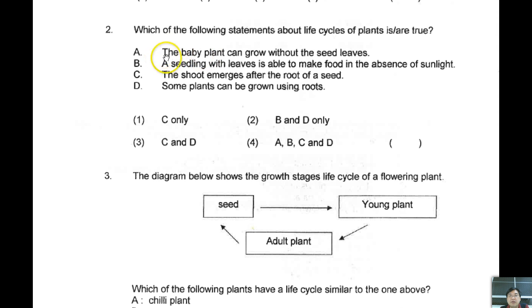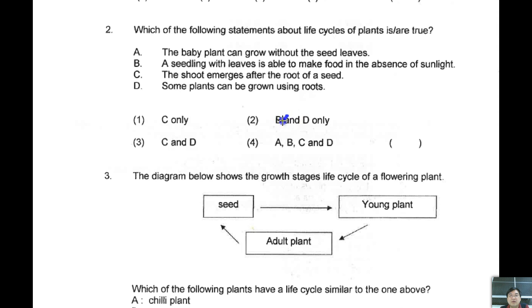Now I would ignore A first, right? As I see only this part here, A. Now to know whether A is true or not true, I look at the others. Won't be so worried now. A seedling with leaves is able to make food in the absence of sunlight. In the absence of sunlight, can it make food? Leaves must make food in the presence of sunlight. Okay, so B is not entirely correct. Definitely not correct. So if you see anything with B, you know that it's not right.